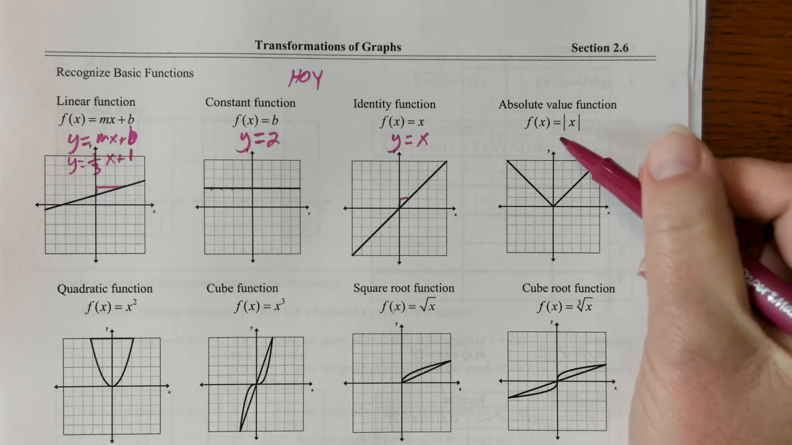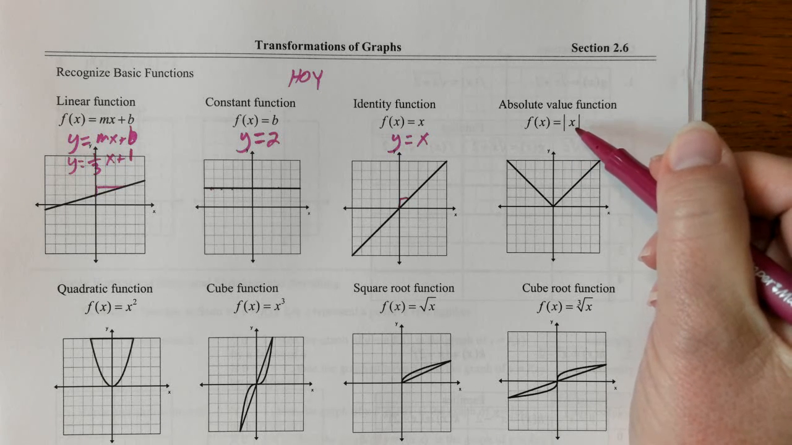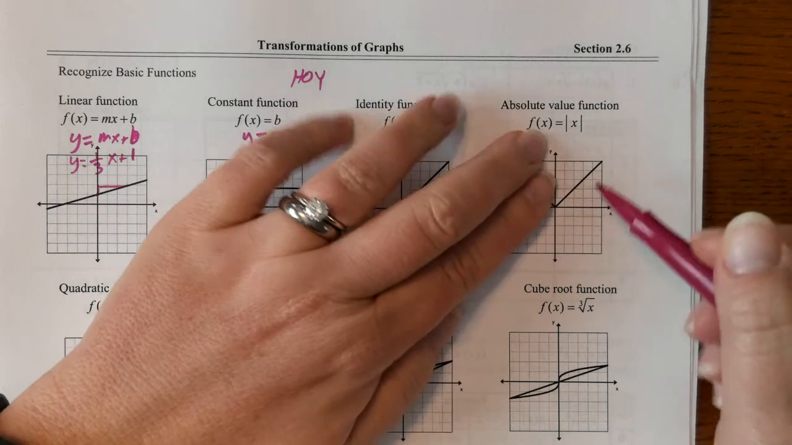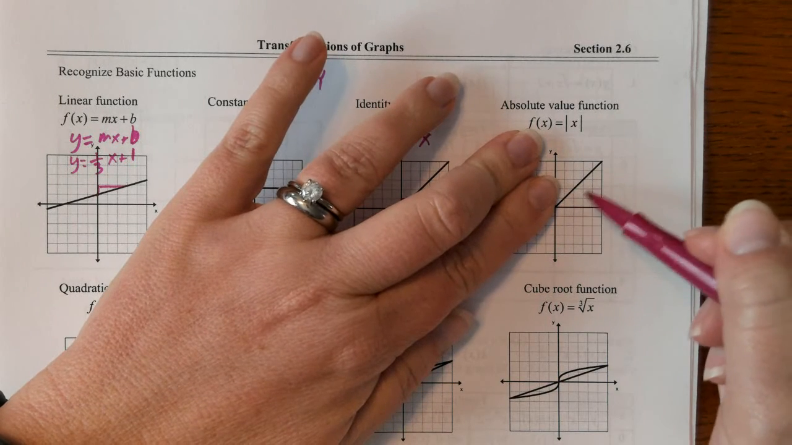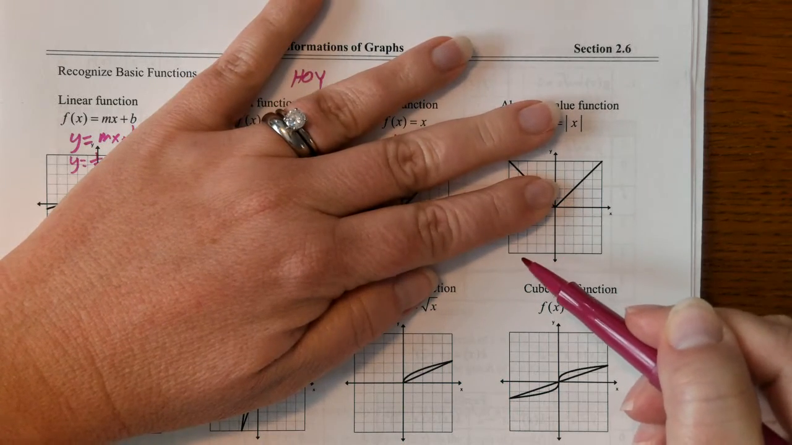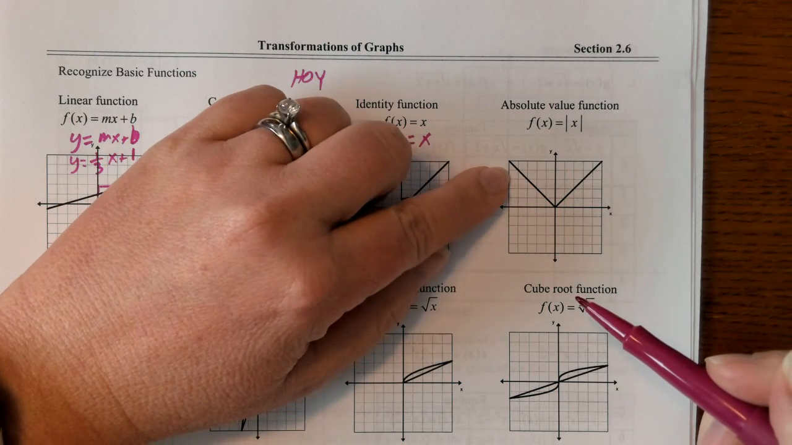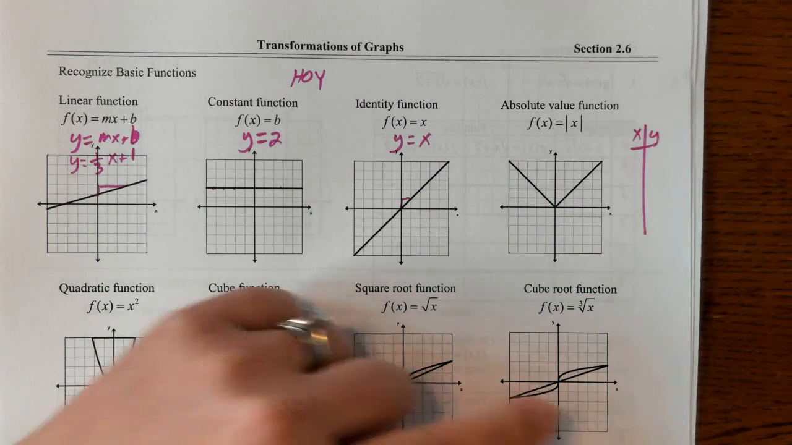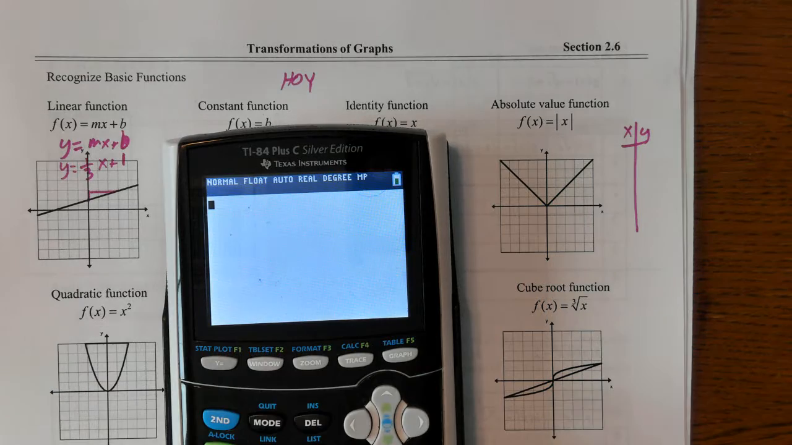Okay, y equals, these bars around the x mean absolute value. So y equals absolute value of x. Notice this part over here is just a line like y equals x, but instead of traveling down on the left-hand side, it comes back up, okay? So if you made a table of values, here's something interesting to notice about that.